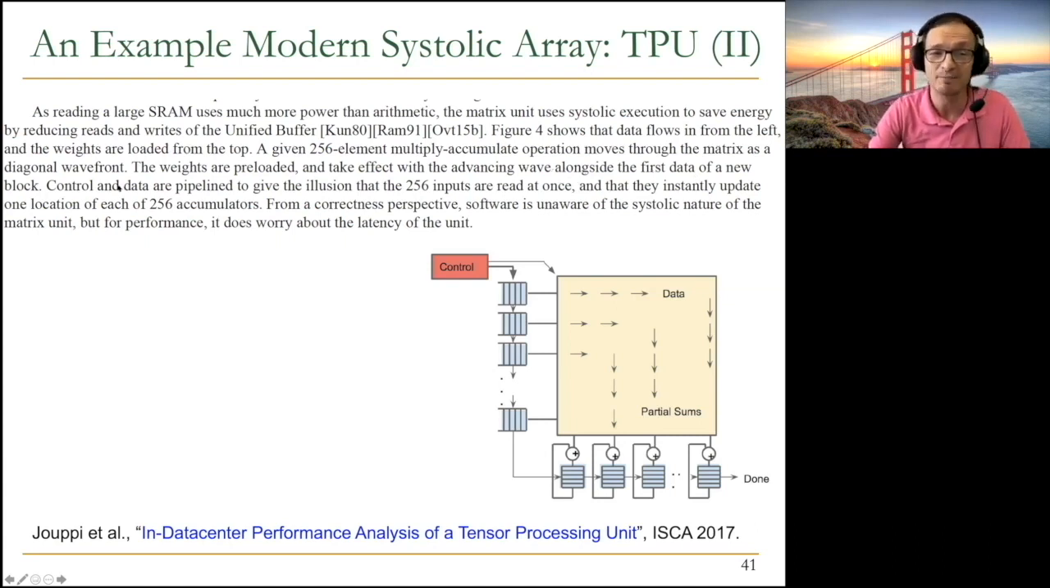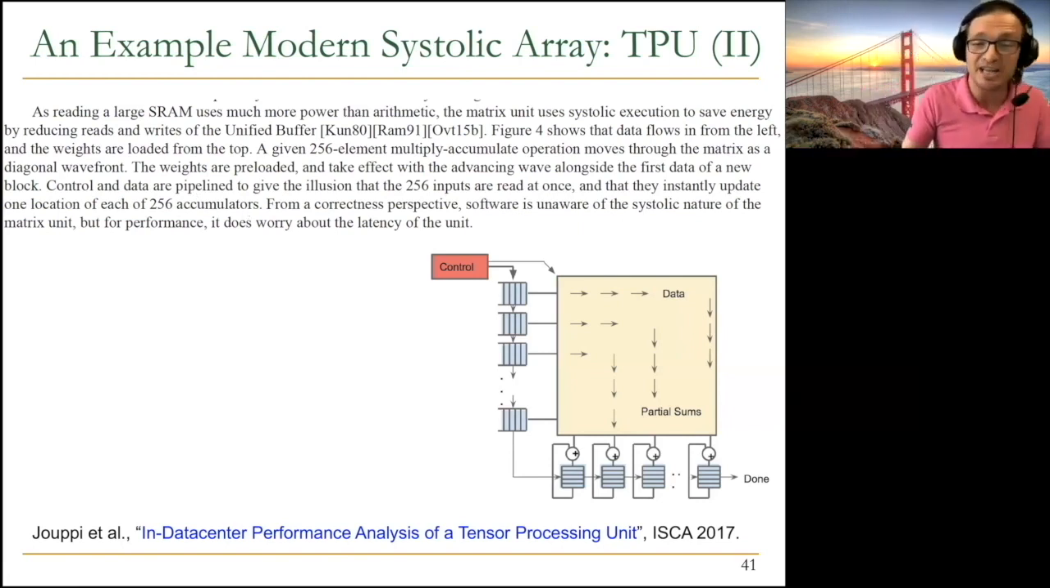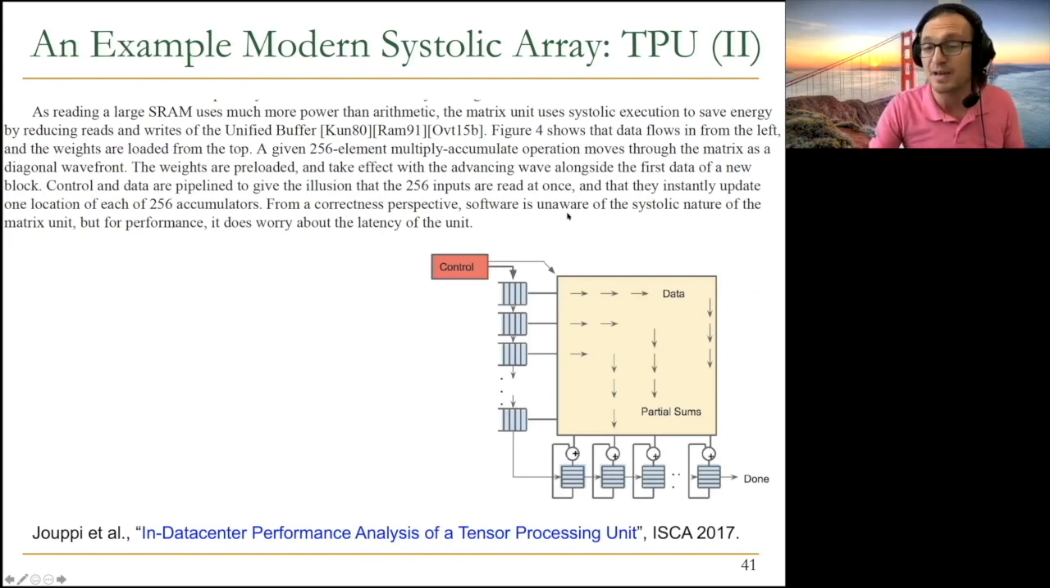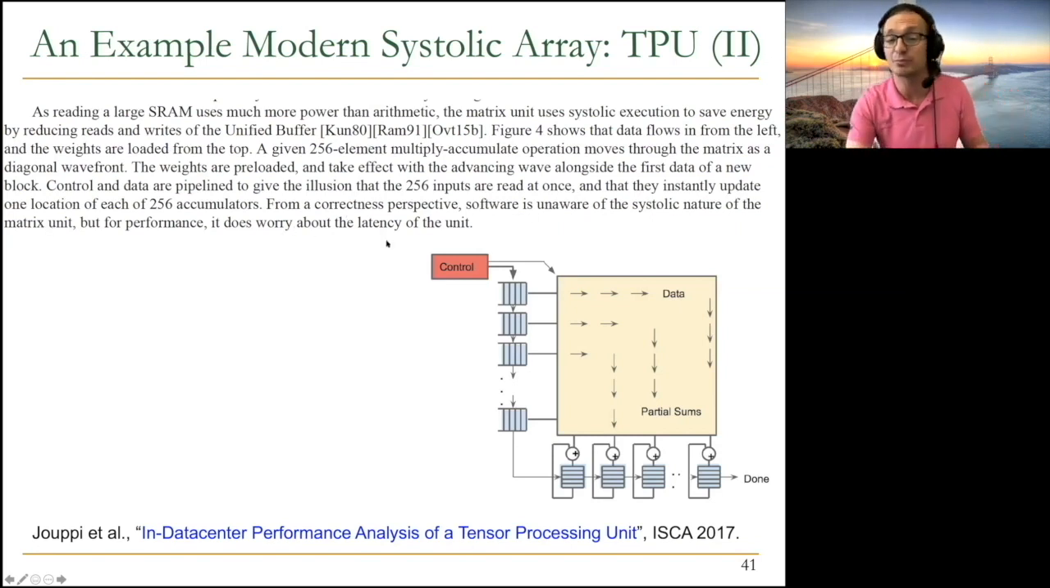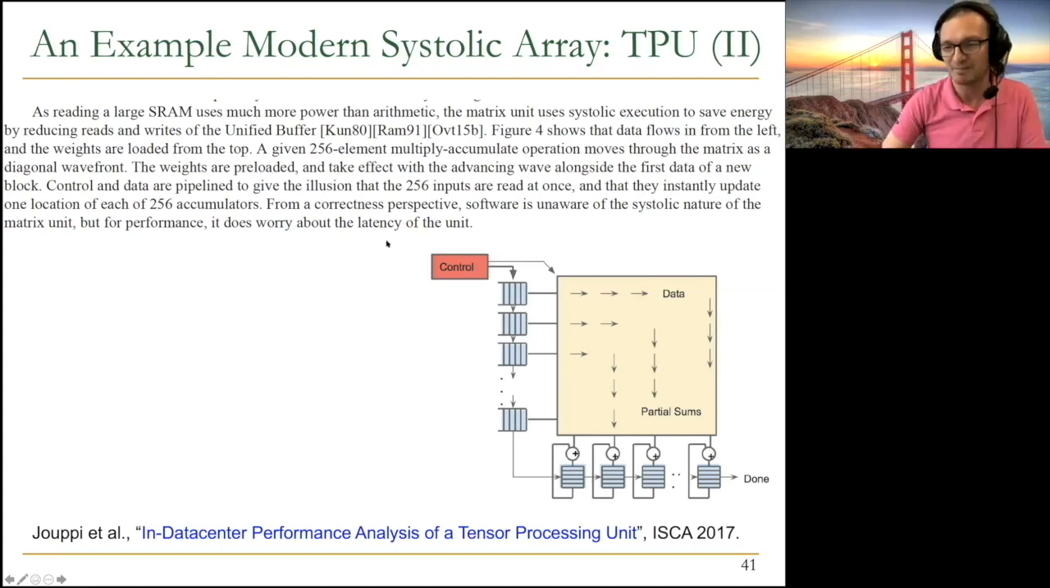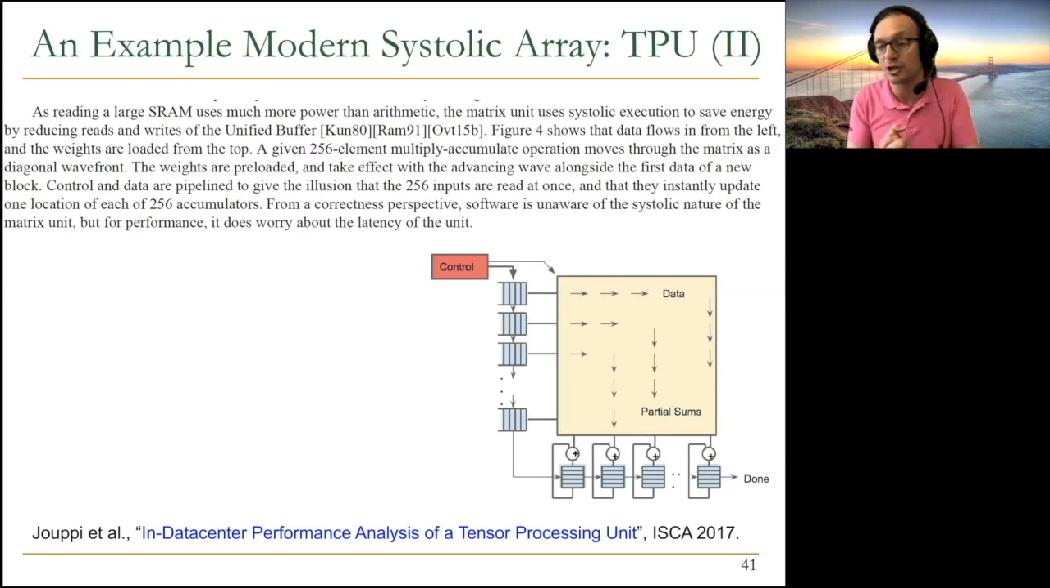of a new block. Control and data are pipelined to give the illusion that the 256 inputs are read at once, and that they instantly update one location of each of 256 accumulators. So they try to hide the complexity from the program as much as possible. As they say, from a correctness perspective, software is unaware of the systolic nature of the matrix unit, but for performance, it does worry about the latency of the unit. This means that if you really want to optimize for the performance, you need to know what's going on in the systolic hardware over here.